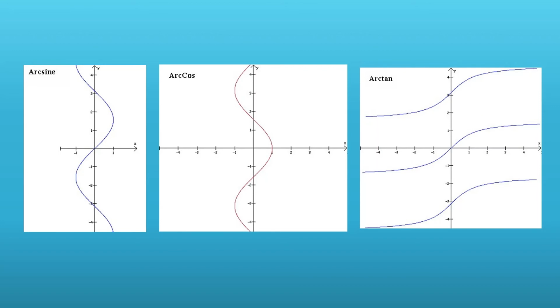So that's why we have restrictions. Remember the restrictions from the previous slide? That's why there are restrictions, because we want to graph the inverse functions of these trig ratios. And in order to make them be functions, we have to have restrictions to make that happen.